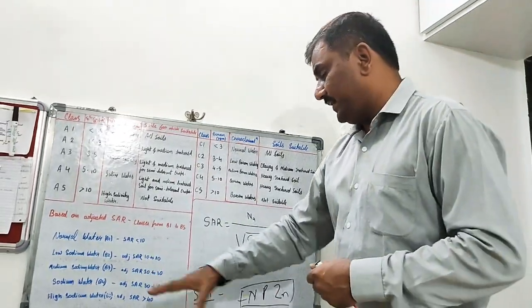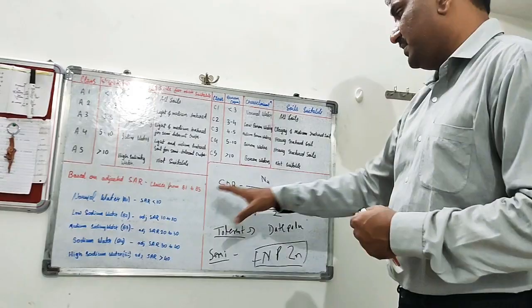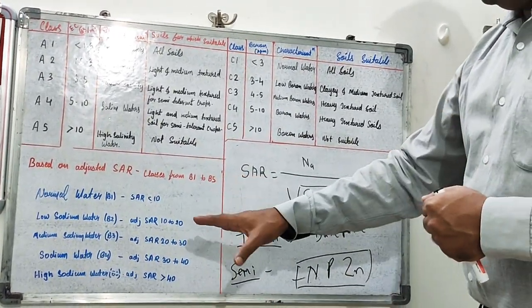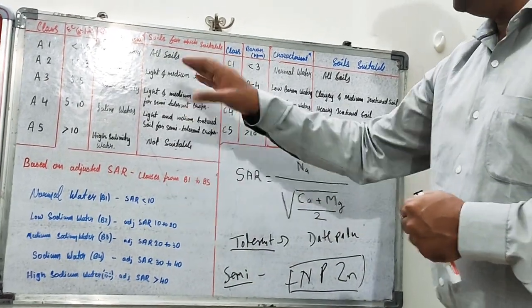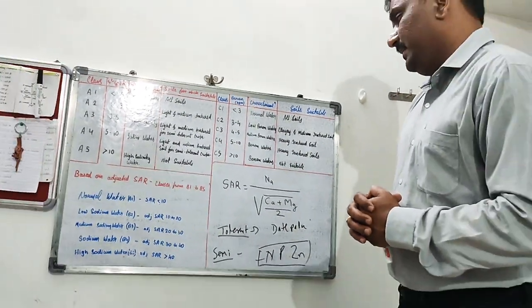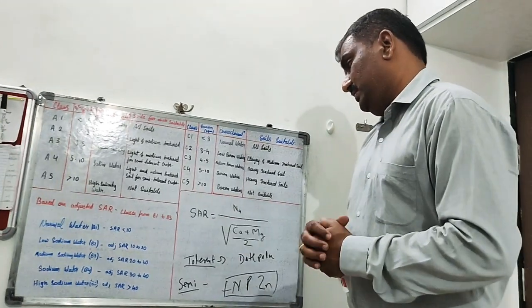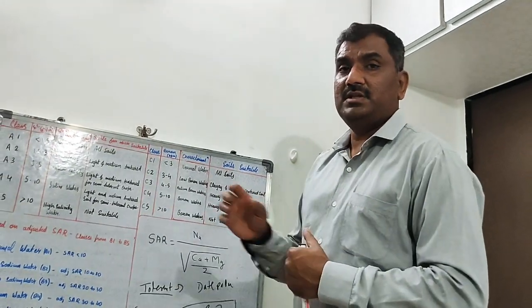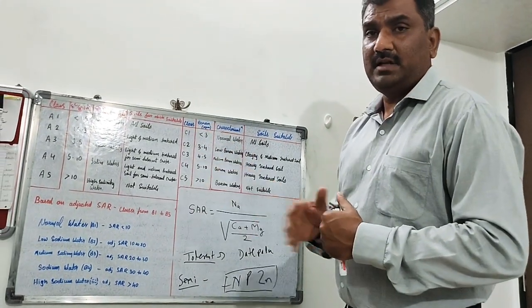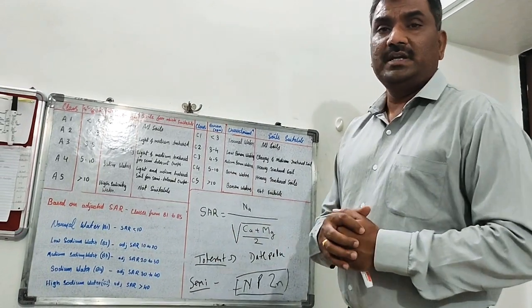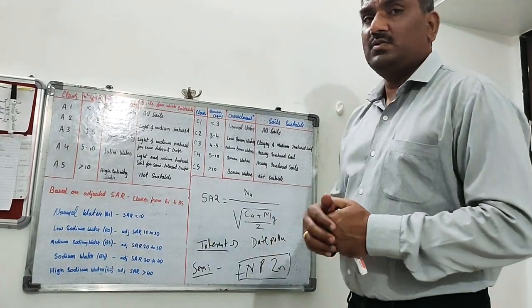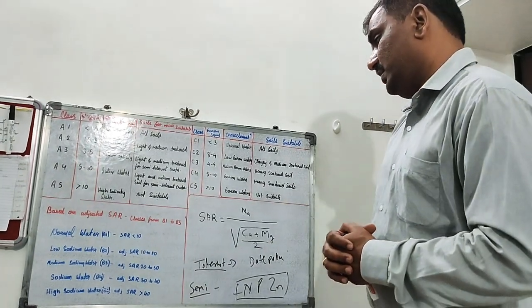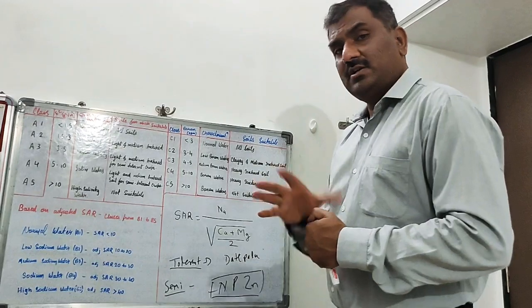Second one is B1 to B5 classification on the basis of SAR, sodium absorption ratio. Below 10 is normal water. Water in between 10 to 20 and 20 to 30 can be recommended for light and medium textured soils, but 30 to 40 is very harmful. We have to be very careful when we are using it for light and medium type of soil. Also, with certain measures we can use it, and for heavy soils also we have to be very careful. And above 40, which is a high sodic water, is not at all recommended.